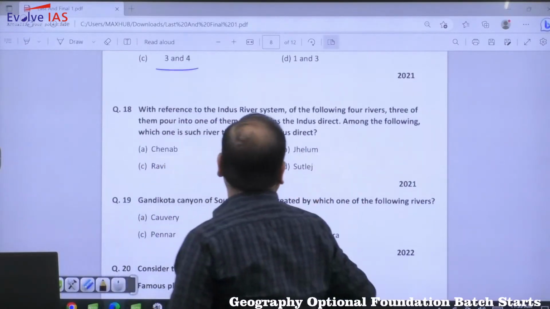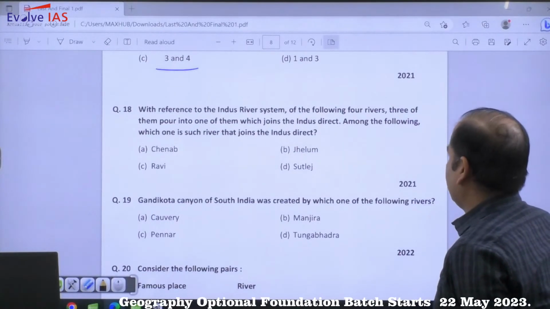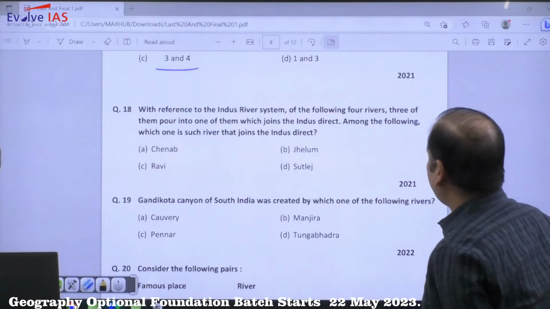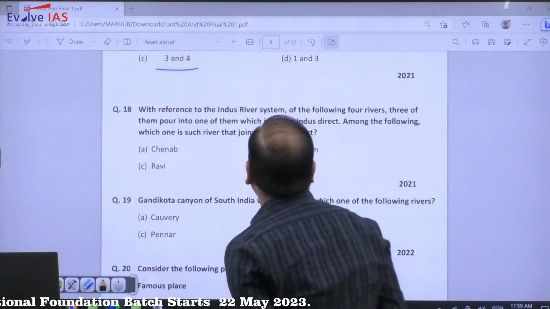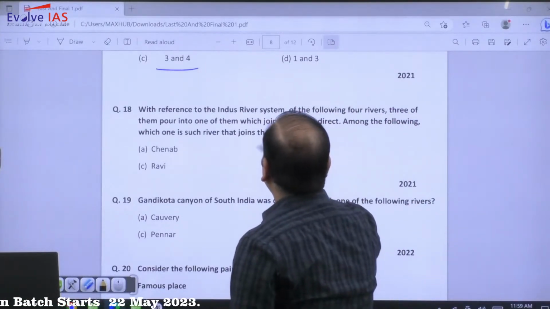In the same 2021, there was one more question related to the river. With reference to the Indus river system, of the following 4 rivers, 3 of them pour into one of them which joins the Indus direct. Among the following, which one is such a river that joins the Indus direct?